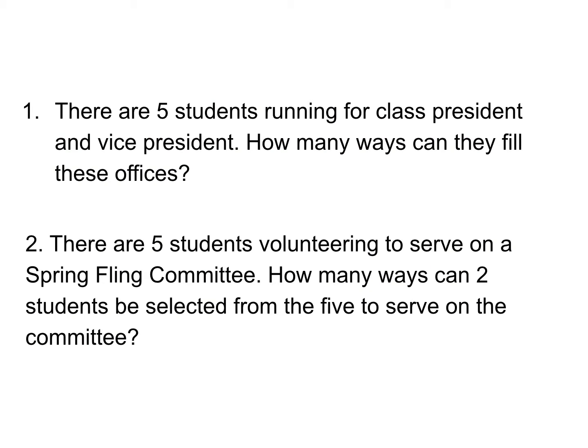Consider this first scenario. There are 5 students running for class president and vice president. How many ways can they fill these offices? Well, I get to choose a president and I get to choose a vice president. So order matters, whether you're president or vice president. So I have 5 students that can run for president, which would leave 4 remaining to run for vice president because 1 gets selected to be president. Multiply this together and I get 20.